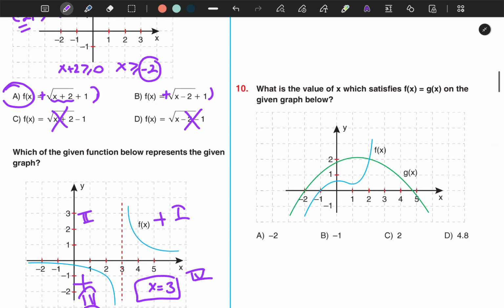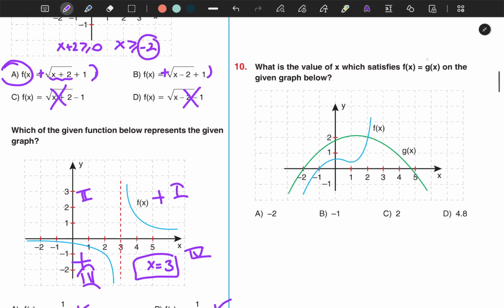What is the value of x that satisfies f of x equals g of x on the same graph? The meaning of this is at which point the graphs are crossing. There are two graphs, they are touching at one point. Let me look at here. Look, x equal to 2 is touching, isn't it? From this point. So x equal to 2 is my answer. That's it. That easy.